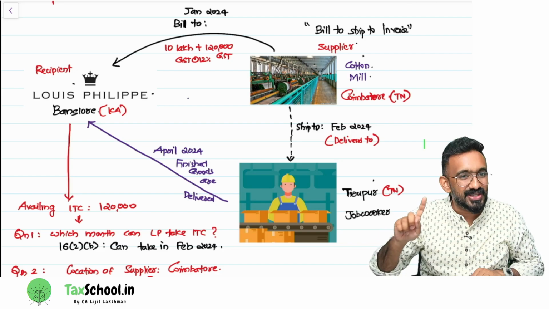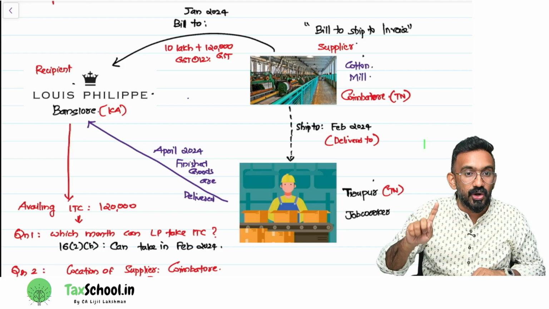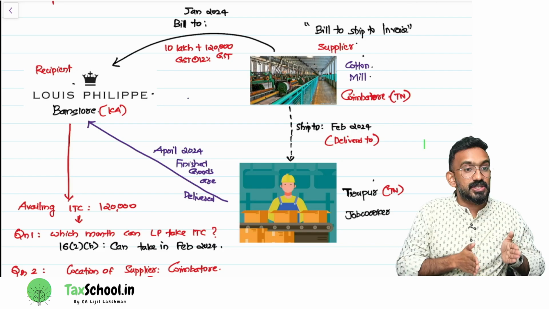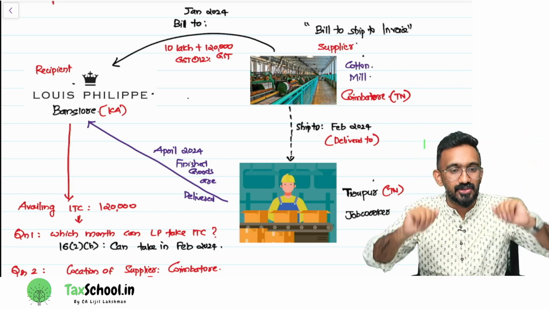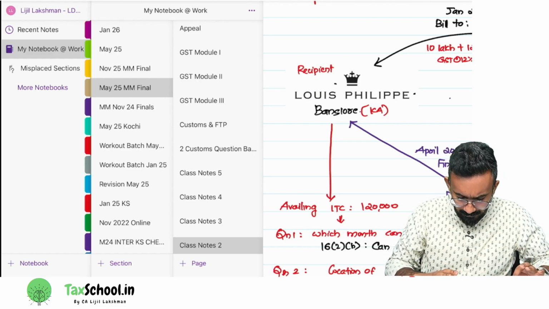Yes. Are you guys understanding the structure here? So in a bill to ship to invoice alone, what kind of place of supply should I fix? Principal place of business of the person giving instruction to deliver to someone else. A very popular examination question I am going to take for you.